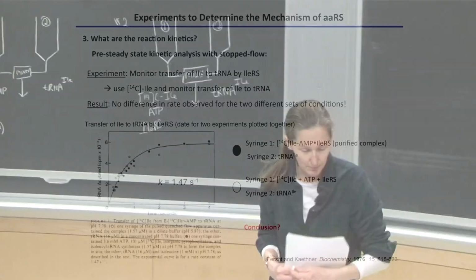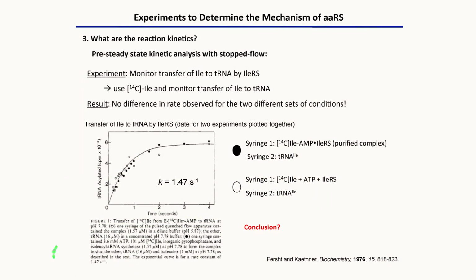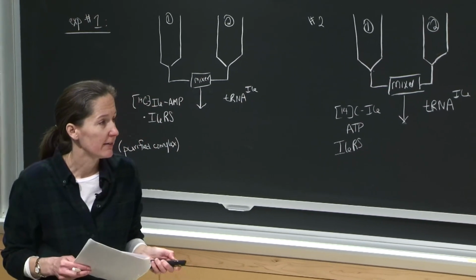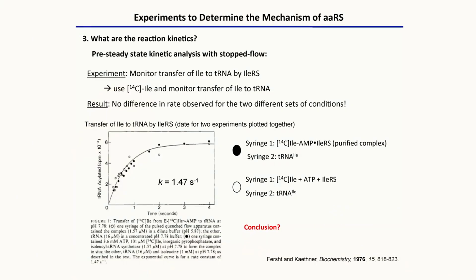And those data are presented here from the paper, and there's some additional details about the experimental setup. So effectively, what we're looking at on the y-axis is the amount of tRNA that's been modified, so tRNA acylation measured by transfer of the radiolabel versus time. Okay, and in the black circles, we have the data from experiment 1, shown here. And in the open circles, we have the data from experiment 2. So what is the conclusion from these data? And this value here, is that similar to something we've seen before in this system?